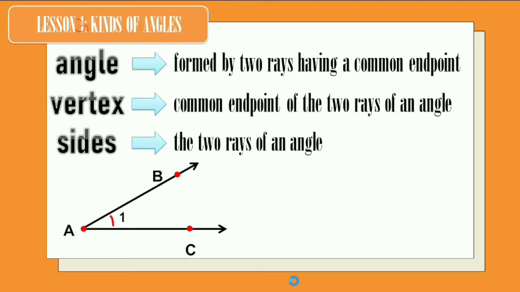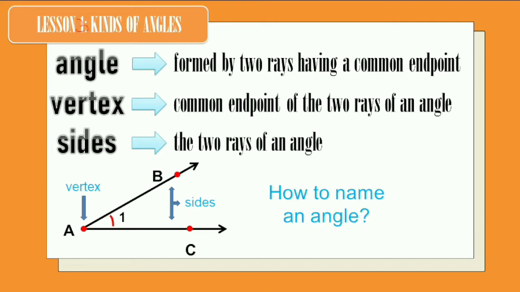So, here is an example. We have here point B, point A, and point C. Tapos may number lang natin siya dito na 1. Ano nga bang ibig sabihin niyan? So, yung point A natin, that is called the vertex, kung saan nag-meet yung ating ray AB at ray AC. So, yung intersection nila, that is the endpoint of our angle at tinatawag nating vertex. And yung ating ray AB at ray AC, ayun naman yung tinatawag nating sides.